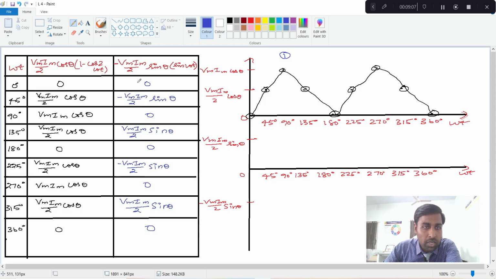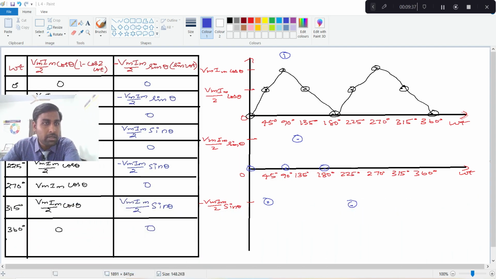At 0 degree it becomes 0. For 45 degree it is minus Vm Im by 2 sin theta. For 90 degree again it becomes 0. For 135 it becomes a plus value. At 180 it becomes again 0. At 225 you see it is inverted, which means a minus term. Anyway, I will bring this here.